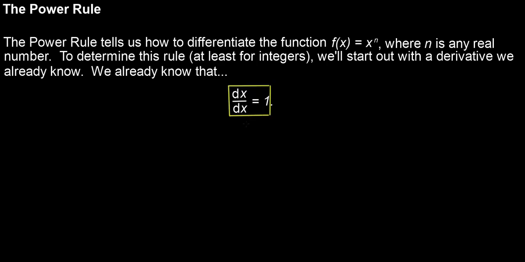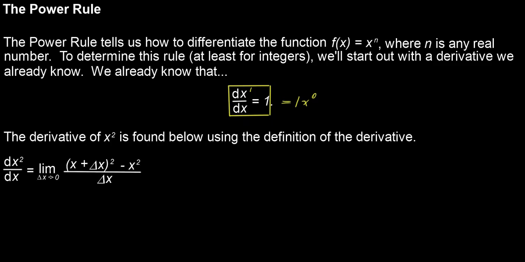We know that the derivative of x is just 1, or alternatively, we could say the derivative of x to the first is 1 times x to the 0. Right? So we know that already. We know the derivative of x is just 1, which if we felt like we could write it like that. You might not feel like doing that, but I have my reasons, as I hope you'll see in a minute.